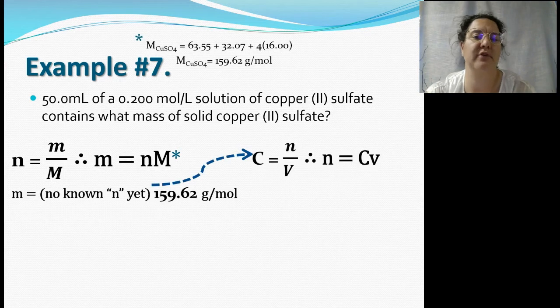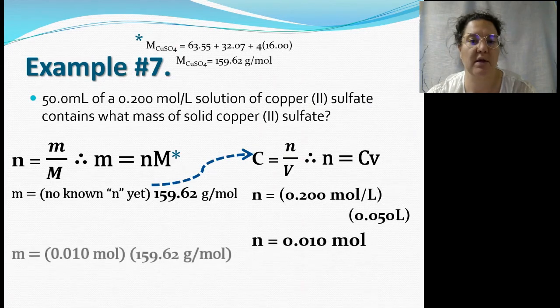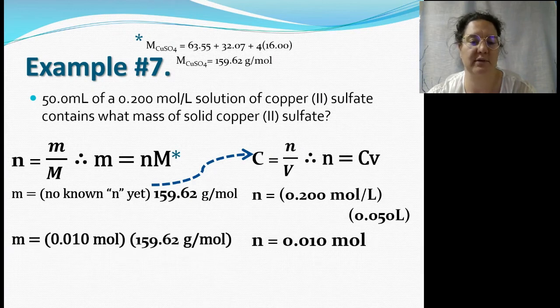So we can calculate the mass of copper 2 sulfate by adding the molar mass of copper, sulfur, and 4 moles of oxygen, at a total molar mass of copper 2 sulfate of 159.62 grams per mole. So our concentration is 0.200 moles per liter, and we have 0.05 liters of that solution. So our total moles in the solution is 0.010 moles.